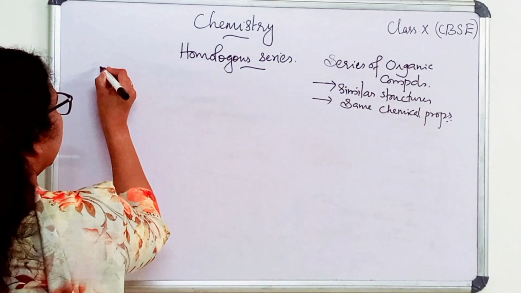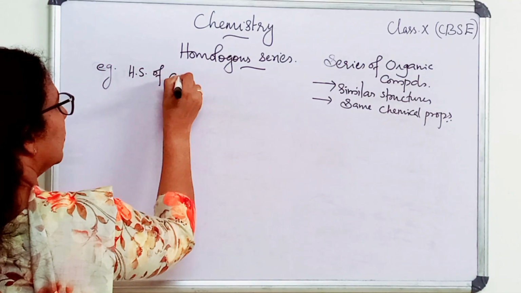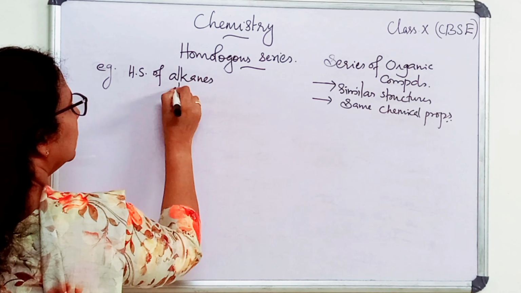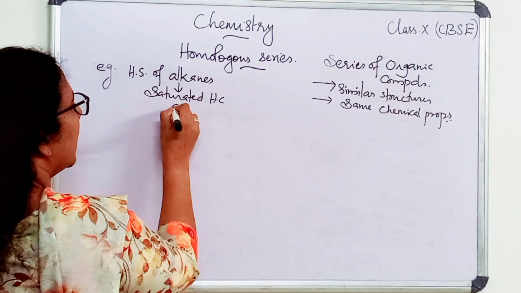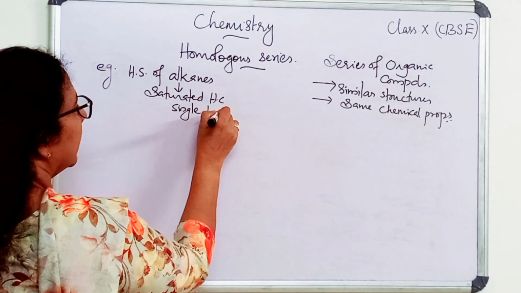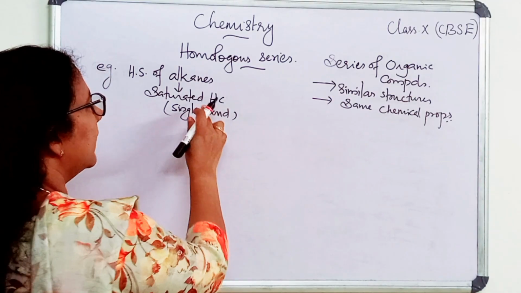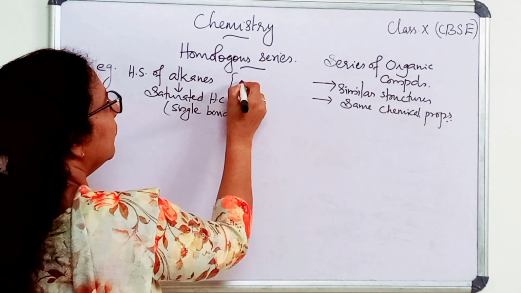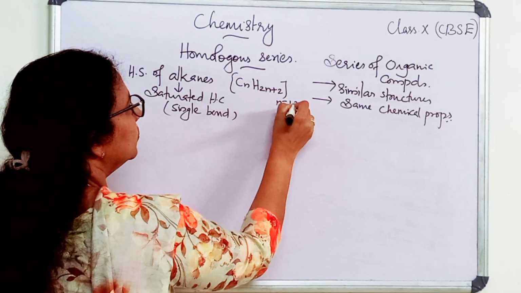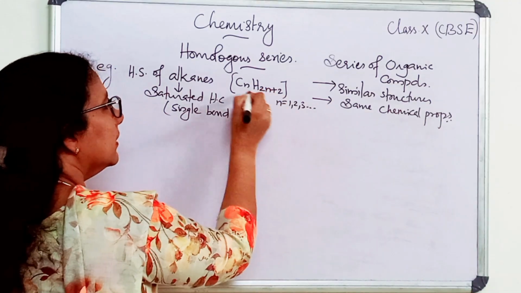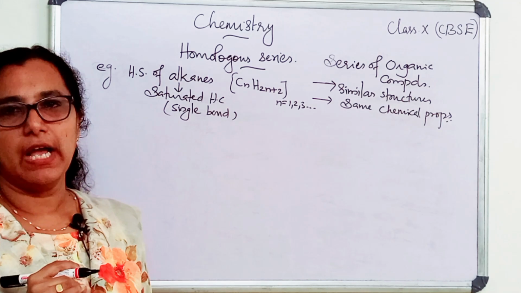Let's see one example of homologous series, that is, the homologous series of alkanes. We know that alkanes are saturated hydrocarbons. They are saturated hydrocarbons and there is a single bond between carbon atoms. The general formula of alkane is CnH2n+2, where n equals 1, 2, 3, etc. So using the general formula CnH2n+2, we can write all the members of the alkane family.